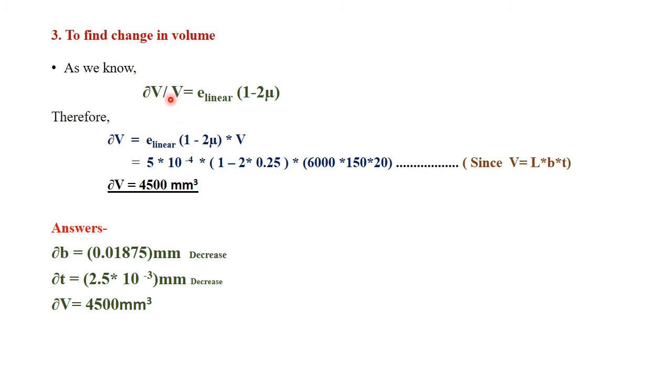As we know, change in volume is equal to E linear into 1 minus 2 mu. Therefore change in volume delta V is equal to E linear into 1 minus 2 mu into volume V. Just calculate V by the formula L into B into T and simply put in all the values. We get change in volume equal to 4500 millimeter cube. So these are all the answers.